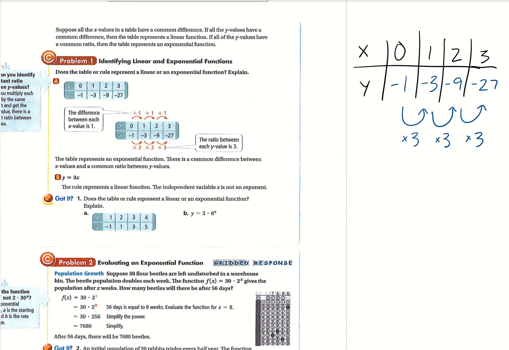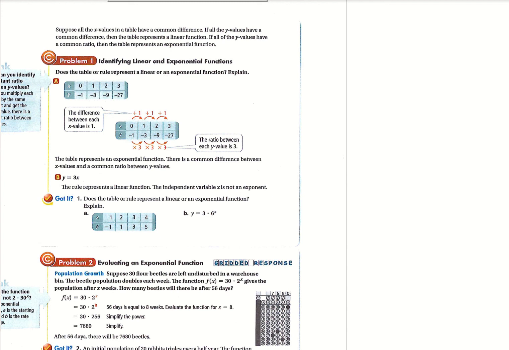You'll notice that these are different. A constant ratio is where it's multiplied by 3, but there isn't a constant difference between the values. You can see that here. -1 and -3, the difference is -2. But then this one, the difference would be -6. So that is not linear, but based on this stuff, we can see that it is exponential. That's if we're looking at a table.